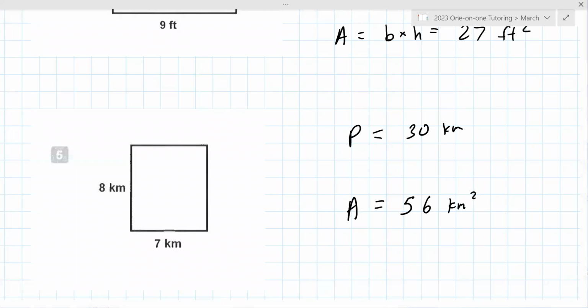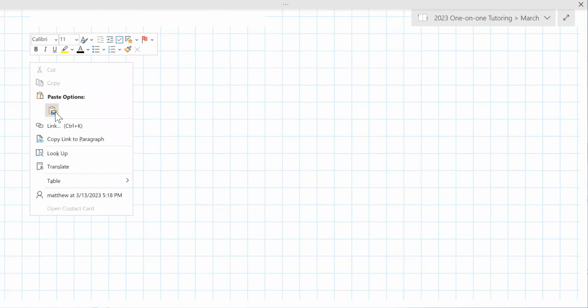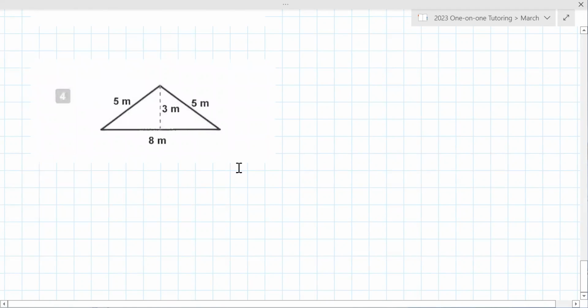Okay. So 4 is maybe the most difficult because there's some information that you need that is not as straightforward as the other triangle problems, but the perimeter is only walking around. Imagine you're standing in one position, you're walking all the way. So it's going to be 8 plus 5 plus 5, so 10 plus 8, 18 meters.